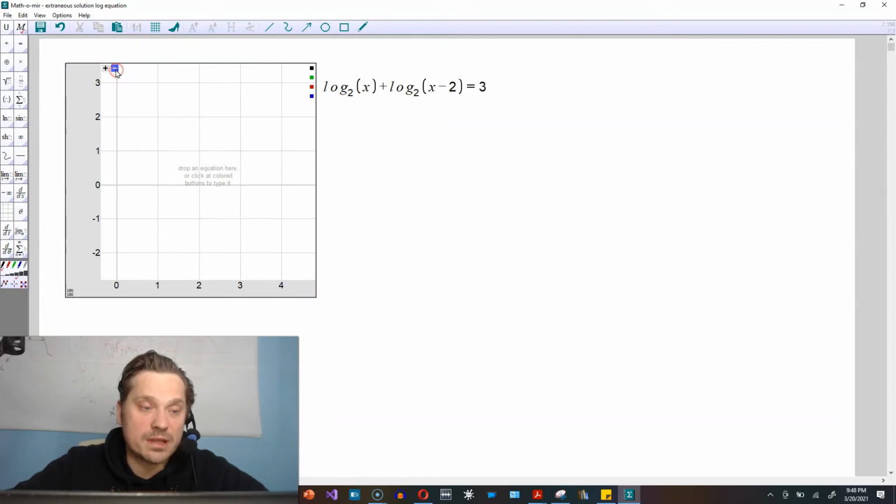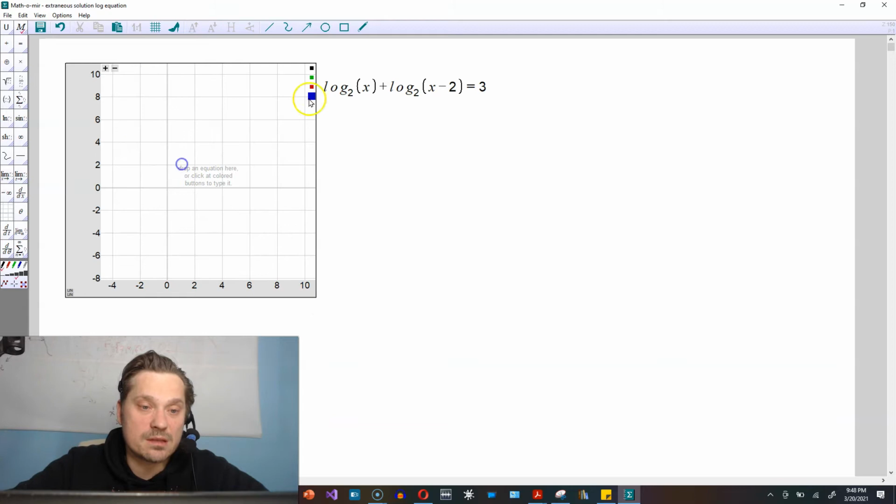So I know already by experience I need to zoom out a bit more so I can see more of it. And then I'm going to punch in the left side. So it's going to be log base 2 of x and then plus log base 2 of x minus 2. So that's the left side of it graphed. As you can see, it looks like that. Graph also the right side.